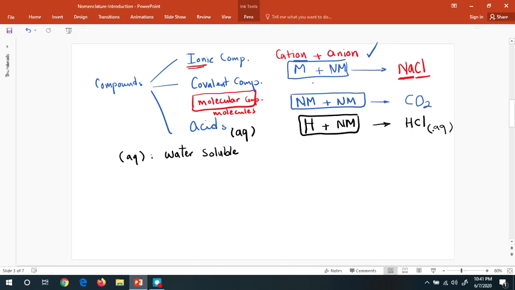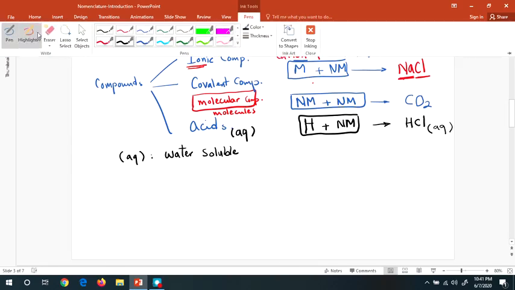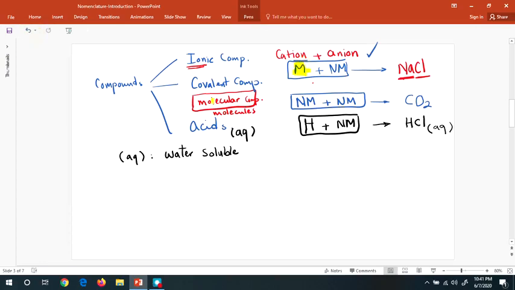So let me summarize this quick definition for ionic, covalent, and acids. When we say ionic compounds, always at the beginning we have metals. If we say covalent compounds, always we have non-metal. And when we have acid, always we have H at the beginning. We never look at the rest of the compounds because everything is the same, non-metal.